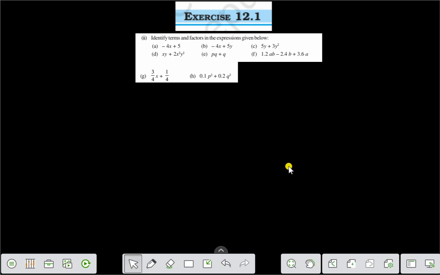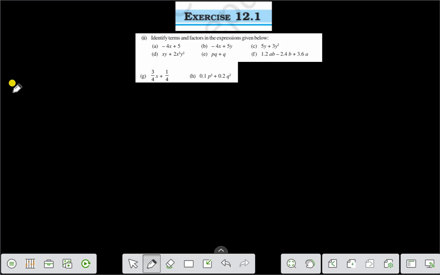Question number 2. The second question is: identify terms and factors in the expressions given below. You have to identify the terms and factors. Right. Let us find the terms and factors.